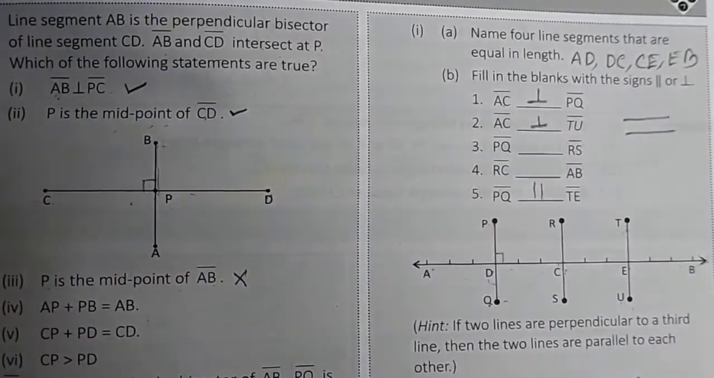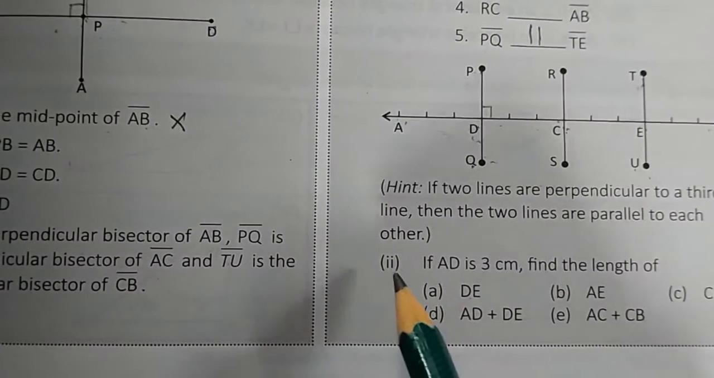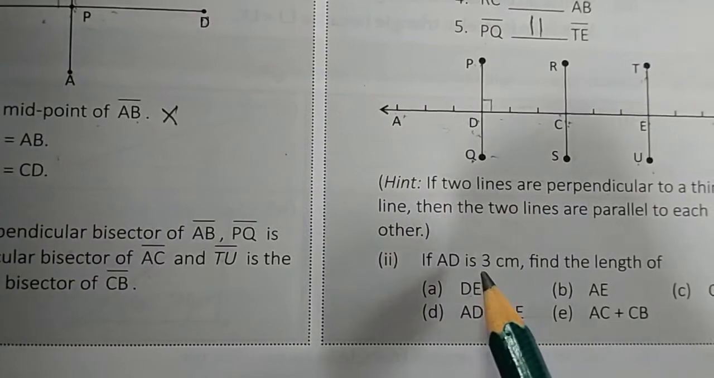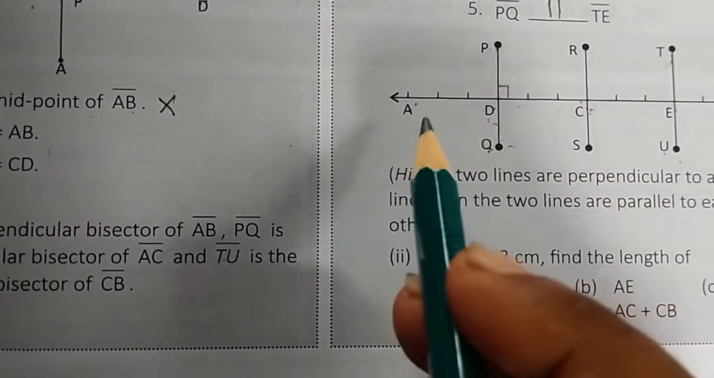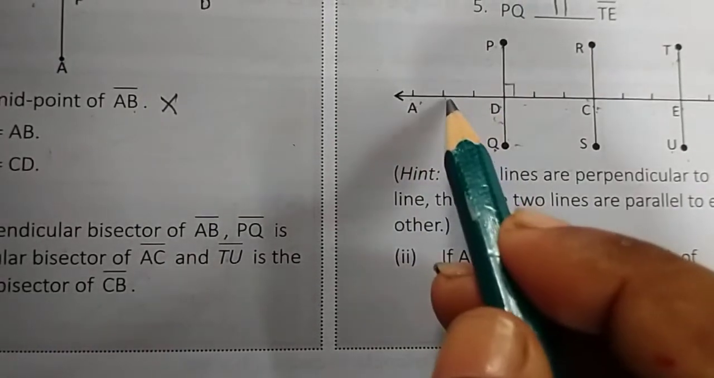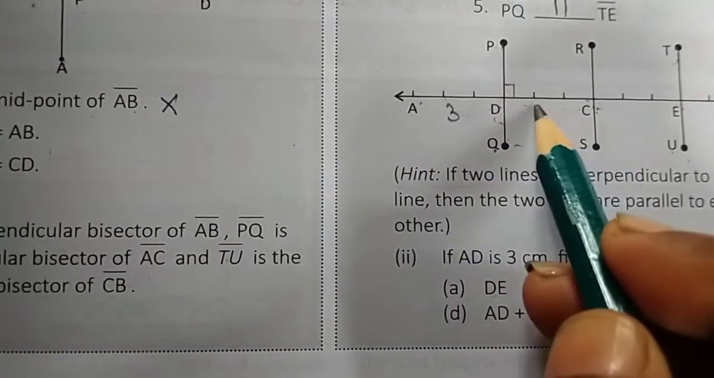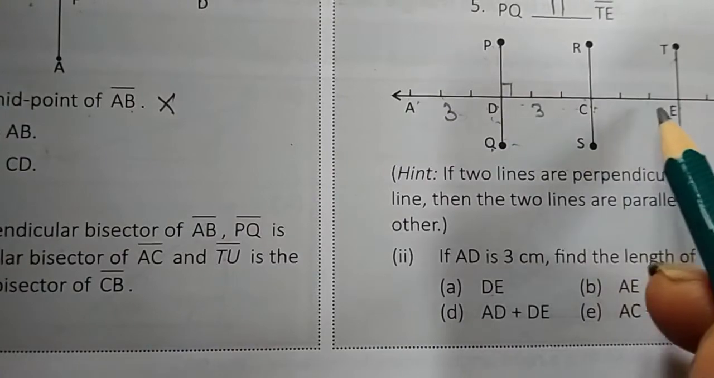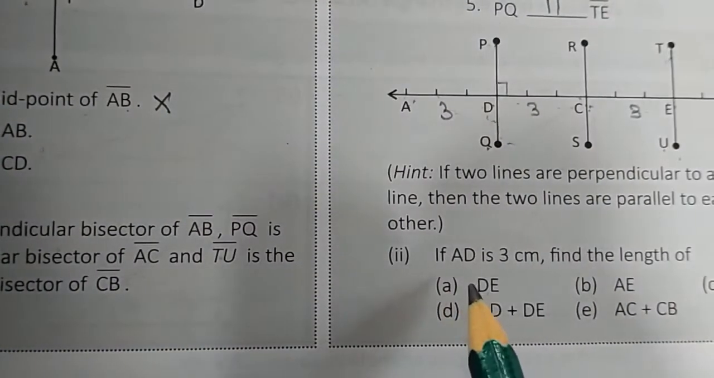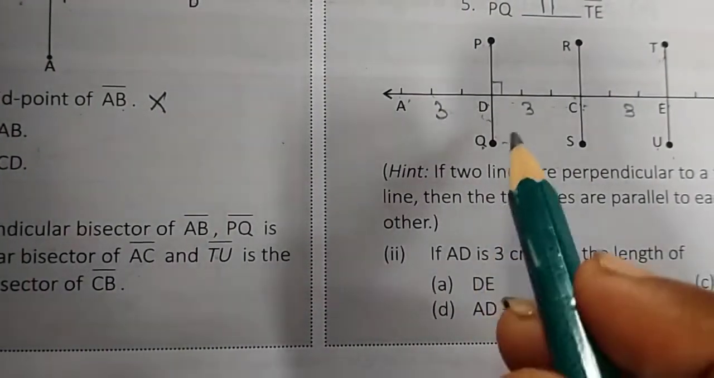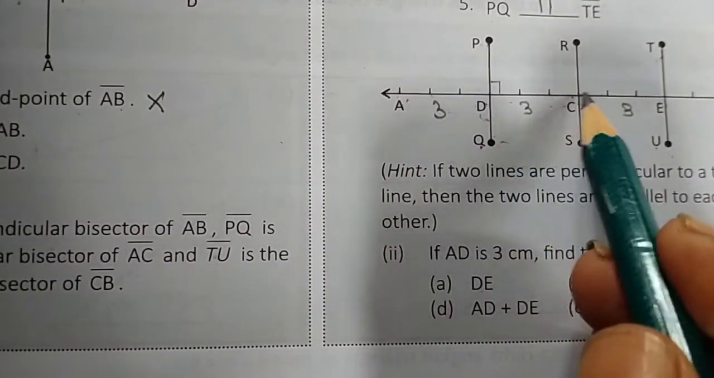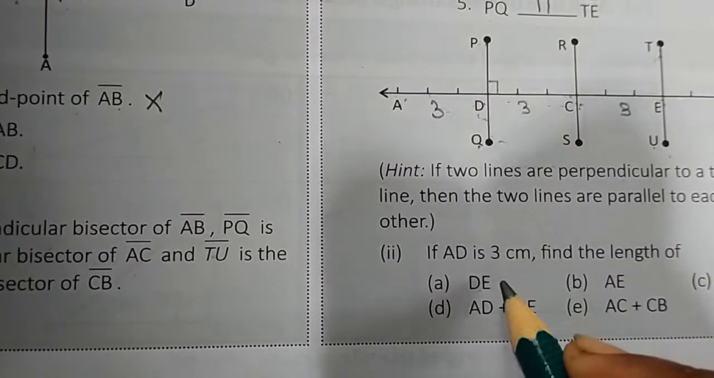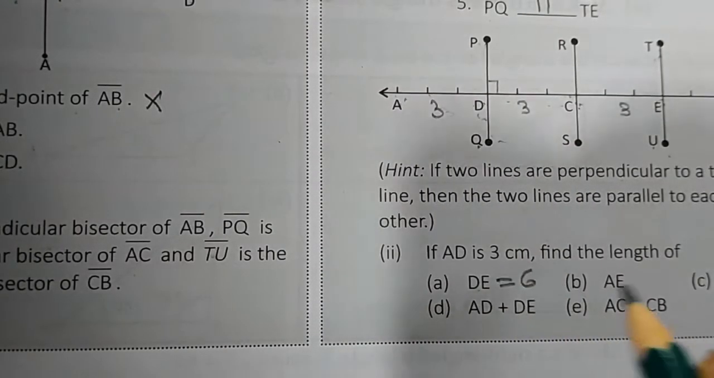Next, try to solve question number 2. If AD is 3 cm, find the length of DE. Just check here. Here is AD and the length of AD is 3. Similarly, the length of DC is 3. Similarly, the length of CE is also 3. We have to find DE. So DE means from here to here. So this is 3 and also this is 3. So the total length of DE is equal to 6.